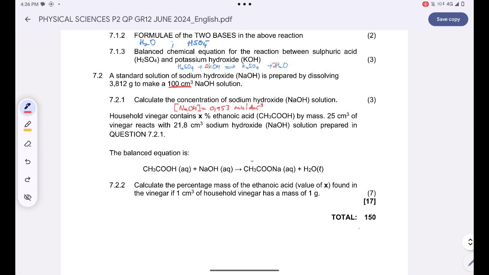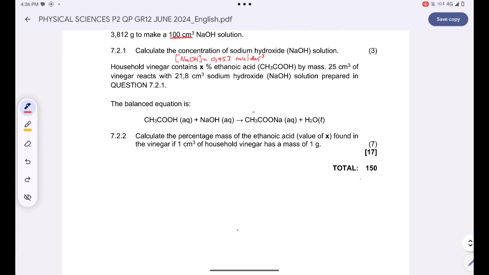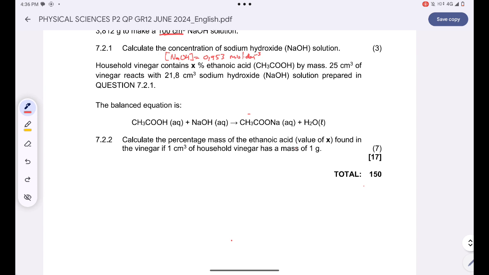They want us to calculate the percentage mass of the ethanoic acid found in the vinegar, if 1 cubic centimeter of household vinegar has a mass of 1 gram. Okay, the percentage mass. I want to know how much of the ethanoic acid is present in my vinegar. Are you together? How can I do so?